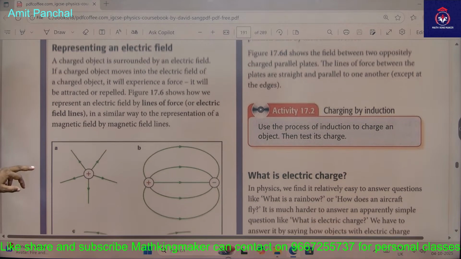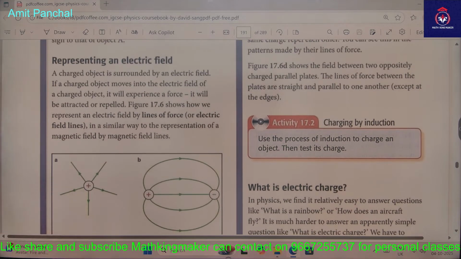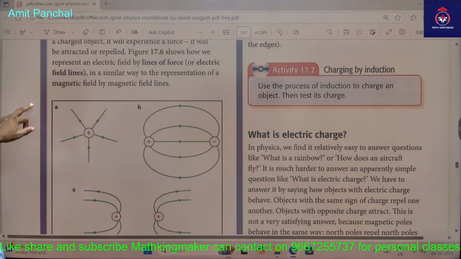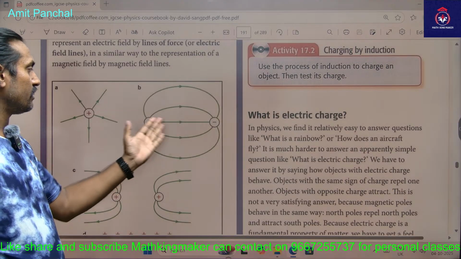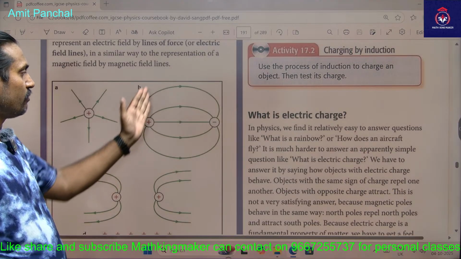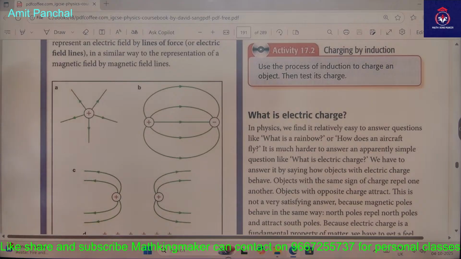Electric field. Whenever there is a charge, it will produce an electric field. Around it there is an imaginary field, that is called electric field, and these are said to be the electric field lines. If it is a single positive charge, the direction of electric field line will be outward. If it is a negative charge, the direction of electric field will be inward. If it is a combination of two charges, positive and negative, the electric field line will be from positive to negative charge.